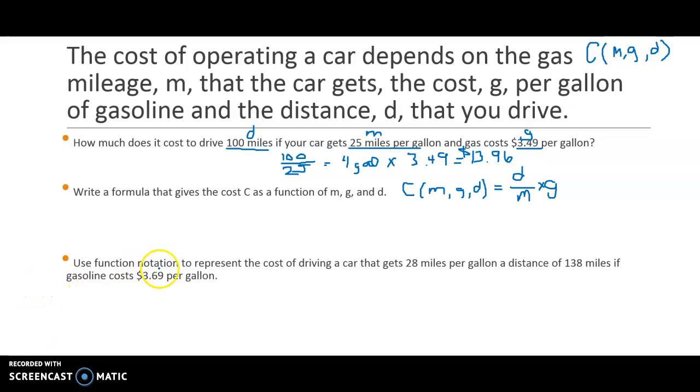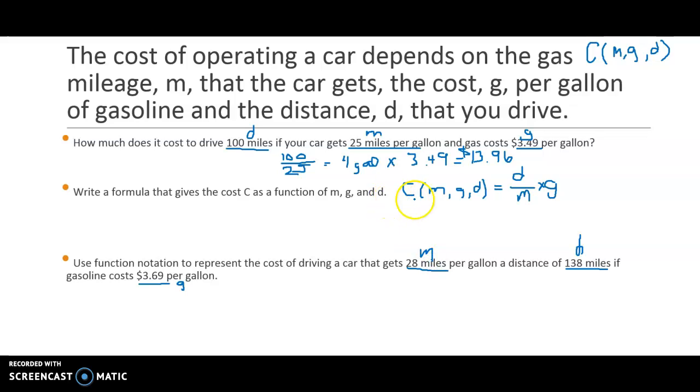Next it says use function notation to represent the cost of driving a car that gets 28 miles per gallon, a distance of 138 miles, if the cost is $3.69. So I'm going to go through and label these. So this 138, that one's easy, that's the distance. This $3.69 is the cost per gallon, so that's the G. And then this 28 miles per gallon, that's the M, the mileage.